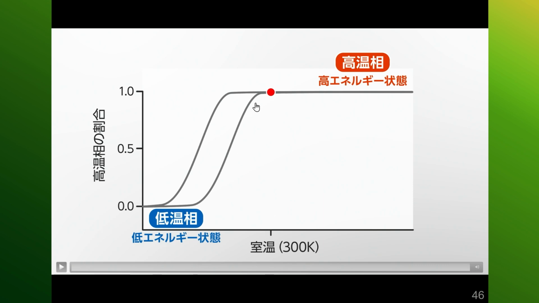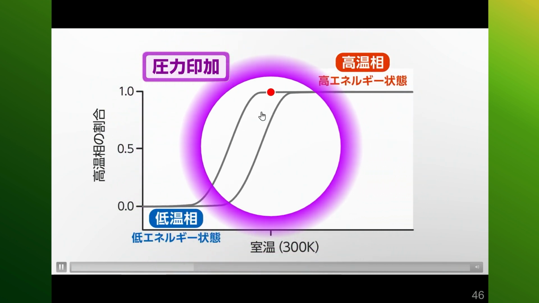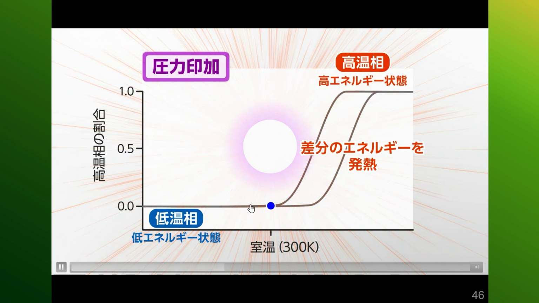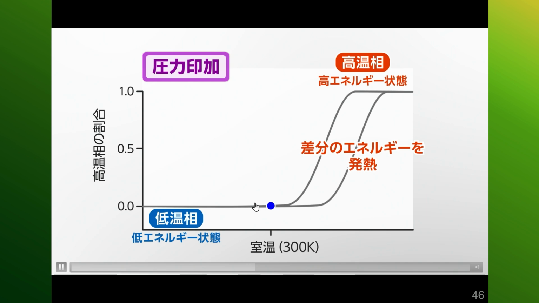To explain once more, at 300 degrees Kelvin, if a material exhibits this kind of thermal hysteresis, or thermal phase transition, it is in a high temperature phase at 300 degrees Kelvin and in this kind of energy state. However, when pressure is applied, for example, the material shifts to this side. Because of this applied pressure, it will shift from a high to a low temperature phase, a low energy state, and will release heat to the surroundings.